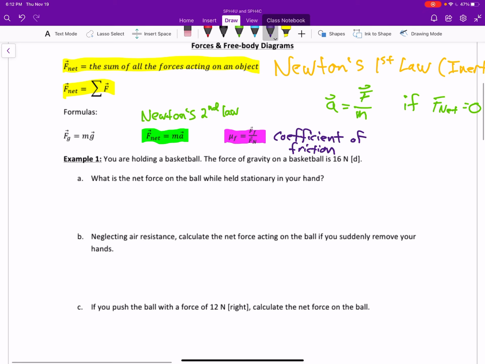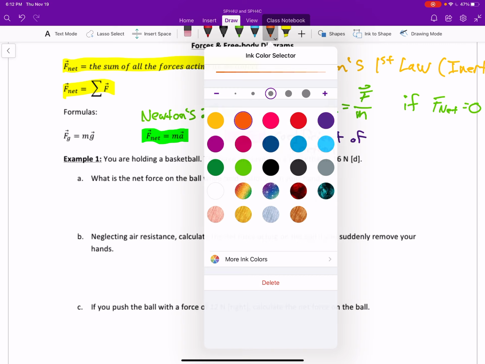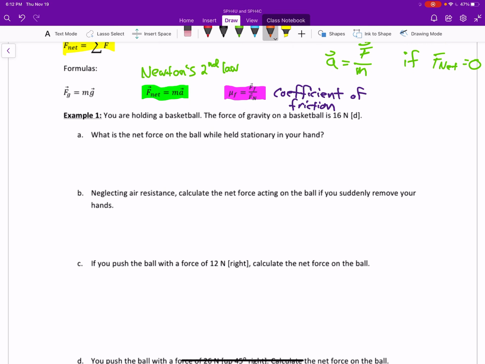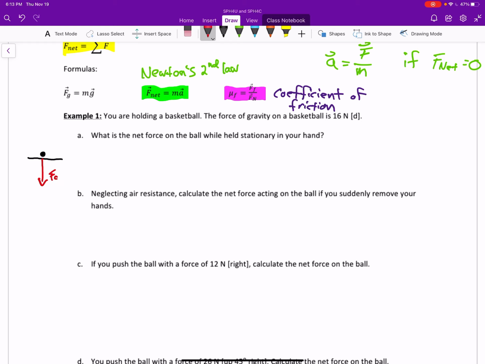Let's start going through an example. Okay, you're holding a basketball. The force of gravity on the ball is 16 newtons down, okay? What is the net force on the ball while held stationary in your hand? So our diagram here is that we have the basketball there, and let's imagine that this is my hand in contact. There's a force of gravity on the basketball pulling it down. So we have a downward force, which is gravity.